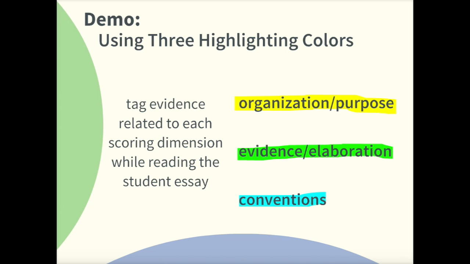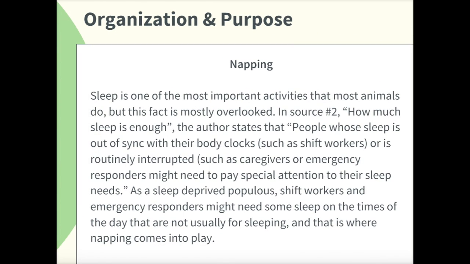I have broken down the process to focus on one dimension at a time, but you could tag pieces of evidence related to any of the scoring dimensions, as you notice them while moving through the essay. First, as I walk through this student essay, I look for a clear purpose, a thesis or controlling idea. In the first paragraph, I notice that the essay begins by introducing the idea that sleep is one of the most important activities for most animals. The essay goes into detail about the problem of a sleep-deprived populace, how shift workers, caregivers, and emergency responders may not be getting enough sleep. And at the end of the introduction, the essay introduces the topic of napping, but doesn't say much about it.